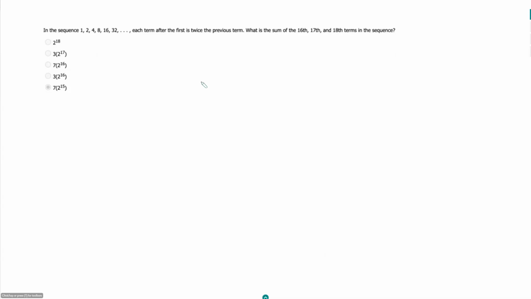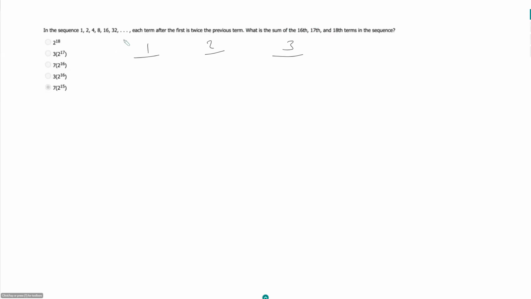In the sequence 1, 2, 4, 8, 16, 32, etc., each term after the first is twice the previous term. What is the sum of the 16th, 17th, and 18th terms in our sequence? So other than calculating what these terms are and summing them up, how can we find what these guys are? So let's sort of look for a pattern.